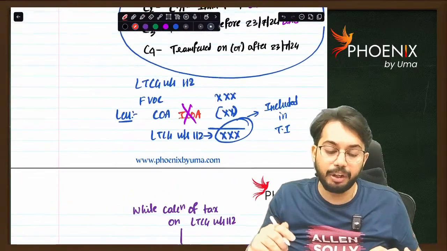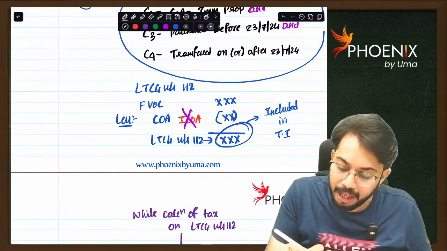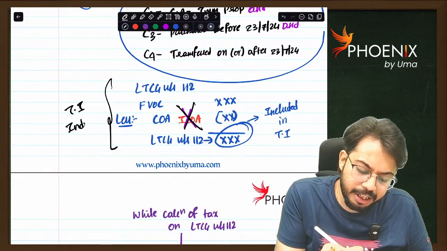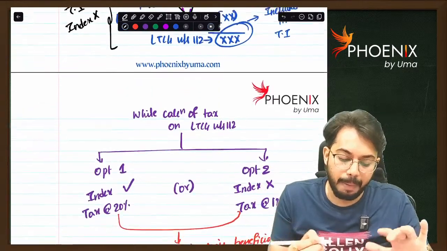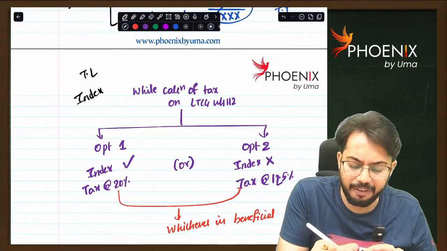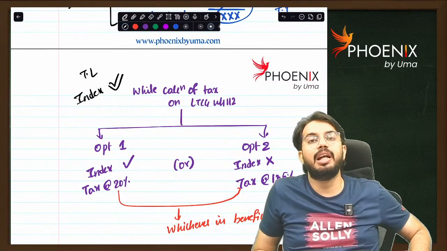See, when you are calculating total income, indexation benefit is not available. In total income, indexation benefit not available. But in calculation of tax liability, indexation benefit is available. Are you able to understand? That is the concept.